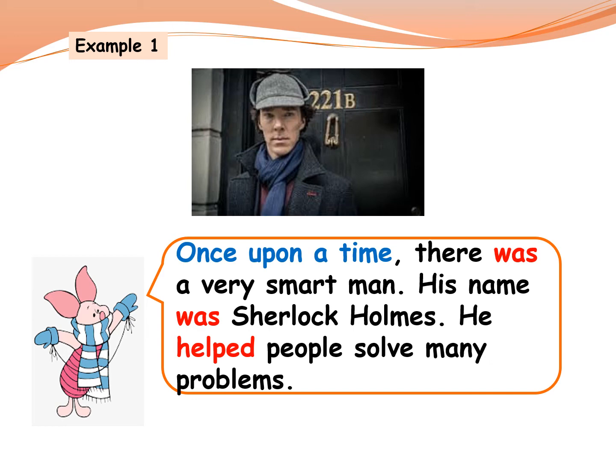As you see the time expression, once upon a time, we know that we need to use past tense. Instead of using there is, we use there was. Again, instead of using his name is, we use the past tense. His name was. And finally, what he did, he helped people. Instead of saying he is helping people or he helps people, because remember that it was a story.